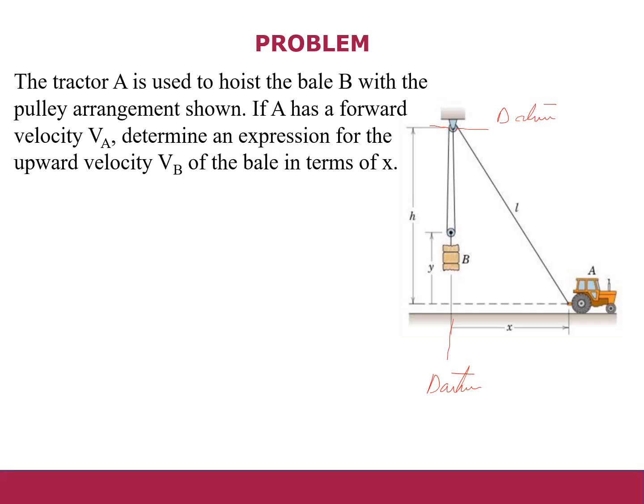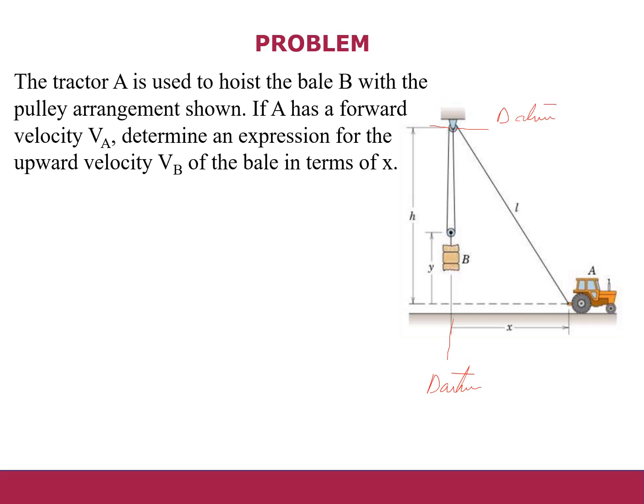And after defining the datum, we define the position of the objects. So here is our A. So we are marking this position x from the datum, and here are the positions h and y from this datum, the distance of the objects from the datum, which are moving apart and their motion is dependent on each other. So after that we find the total length of the cable.